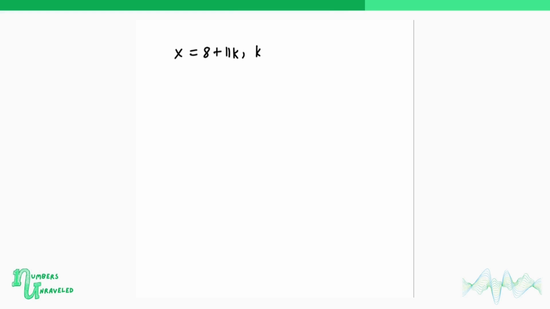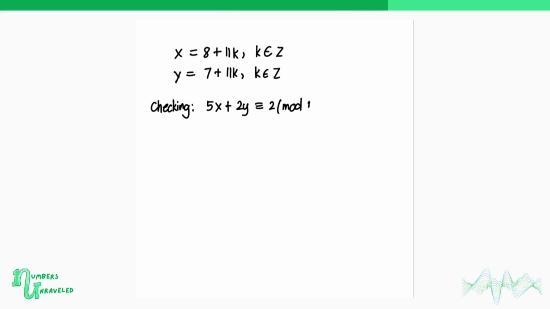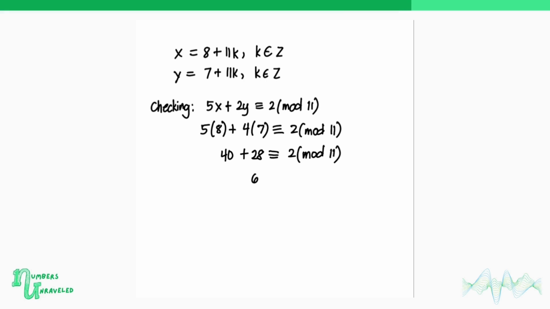For verification, we may substitute the values of x and y into the two linear congruences to show that they are satisfied. We know that x is equal to 8, while y is equal to 7. So, 5 times 8 plus 4 times 7 is congruent to 2 modulo 11. We get 40 plus 28 is congruent to 2 modulo 11. That will be 68 is congruent to 2 modulo 11. And if we take modulo 11 of 68, we will get the remainder of 2. Thus, the first congruence is satisfied.